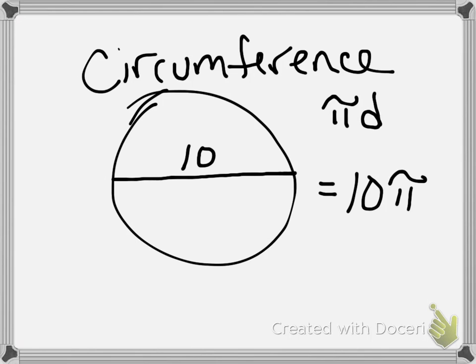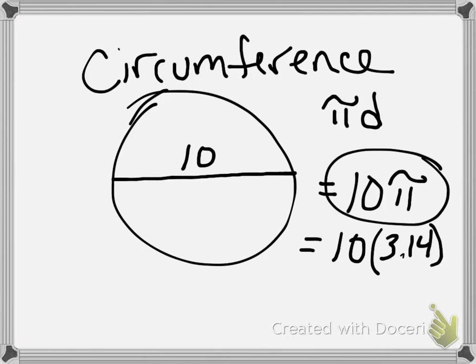I like to leave it using the pi, but if you wanted to, you could just type it in a calculator and do 10 pi and get your answer. Or you could do 10 times 3.14. Most of the time, though, like I say, just leave it as 10 pi, or you can type it in and get the exact number in a calculator. So that's perimeter.